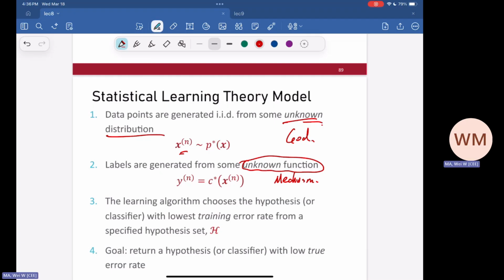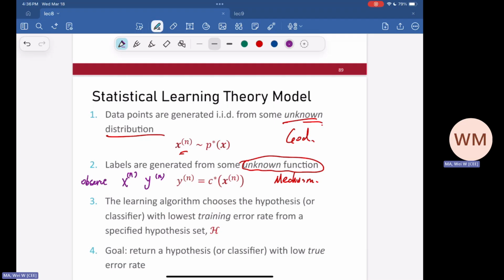Okay, so essentially, what you observe are X and Y. You observe a lot of X and Y: X1, Y1, X2, Y2, X3, Y3. You observe a lot of X, Y, but you never observe P and C.